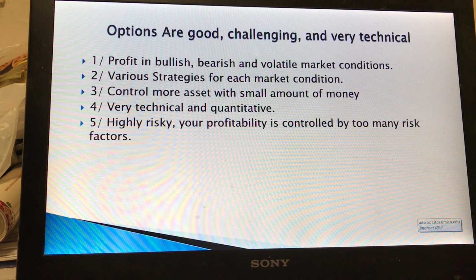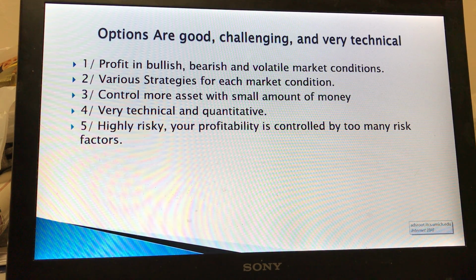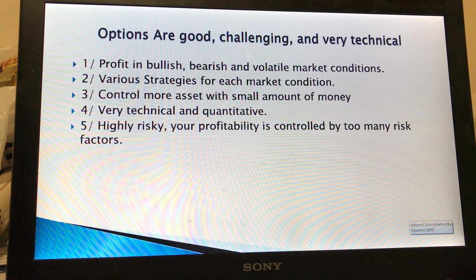So firstly, I want to say options are good, are challenging, and are also very technical. It's good because we can profit in all the bullish, bearish, and volatile market conditions, and we have various strategies corresponding to each kind of market condition. And most importantly, we are able to control more assets with a smaller amount of money. This is a major goal of why we use options to trade.